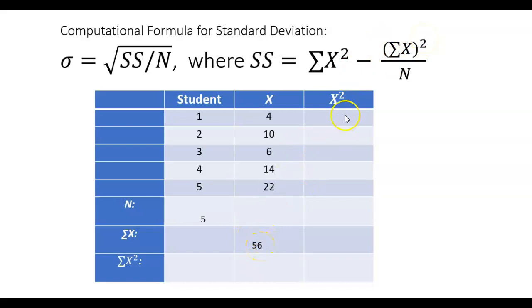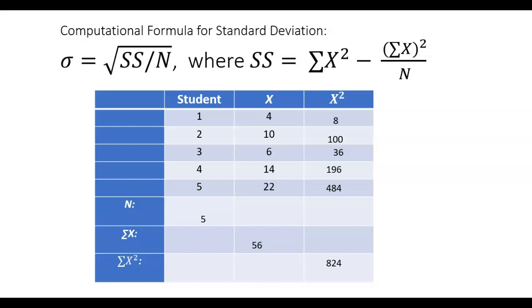Now the last thing I need to do is get the sum of x squared. So I have to square each of these values. 4 squared is 16, 10 squared is 100, 6 squared is 36, 14 squared is 196, 22 squared is 484. I add up all those values and I get 824.